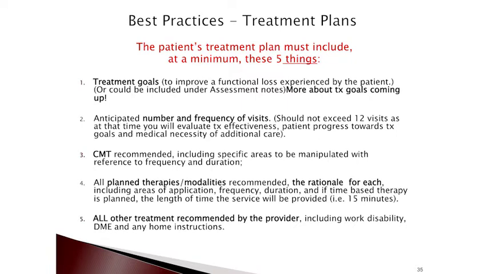So the patient's treatment plan must include, at minimum, these 5 things, okay? Fire alarms, flags on this. Treatment goals to improve a functional loss experienced by the patient, or could be included under assessment notes. More about treatment goals coming up. So treatment goals. Anticipated number of and frequency of visits should not exceed 12 visits, as at that time you will evaluate treatment effectiveness, patient progress towards treatment goals, and medical necessity of additional care.